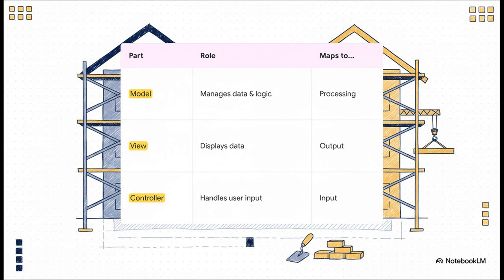It takes user input, say a click of a button, and then tells the model what to do and updates the view. By keeping these 3 jobs completely separate, developers can change the entire look and feel of an app without ever touching the core logic. It's a game changer for keeping complex projects manageable.